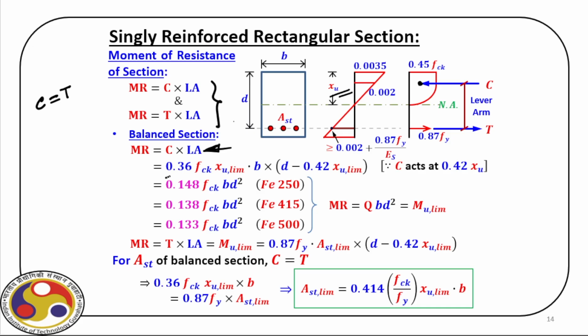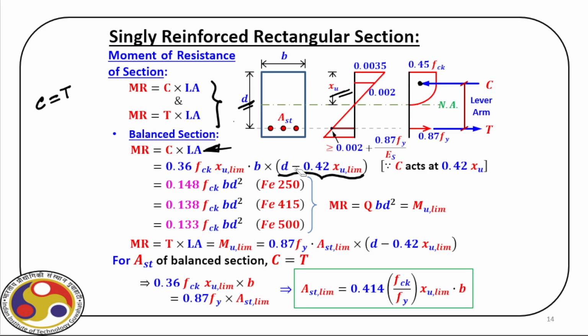So what we have here is 0.36 fck times xu limit times b, and then times this bracketed term, which is the lever arm. How do we get it? We know the effective depth, we know xu. So the difference, we already know the location of this, that is 0.42 xu limit. The difference between those two is basically the lever arm.